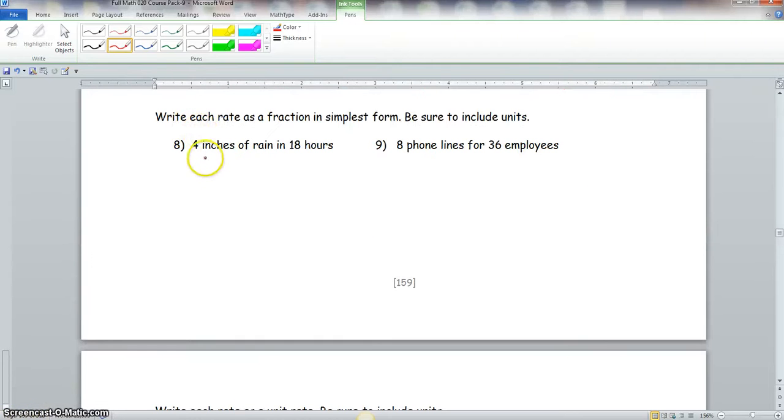Now looking here at problem number 8, it says 4 inches of rain in 18 hours. It says write each rate as a fraction in simplest form. Be sure to include units. So remember, with a rate, we're comparing two different types of units, so they won't simplify out like the other problems. So we have 4 inches divided by 18 hours.